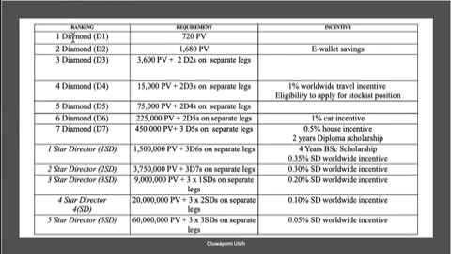You can go from anything below 720 PV, which is basically pre-diamond. But when you get to 720 PV, you are a diamond 1. And you go from diamond 1 to diamond 7, and from diamond 7 to star director 1 to 5.